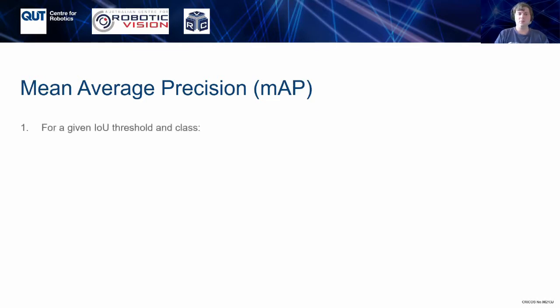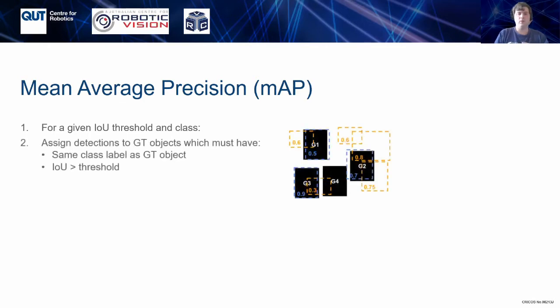So how mean average precision works is that for a given IOU threshold in a given class, we assign detections to ground truth objects that have the same class label as the ground truth object and IOU score greater than a given threshold. So here in this image, the blue dashed boxes are true positives and the orange ones are false positives. This is a standard way of looking at things that we'll be seeing throughout this presentation.